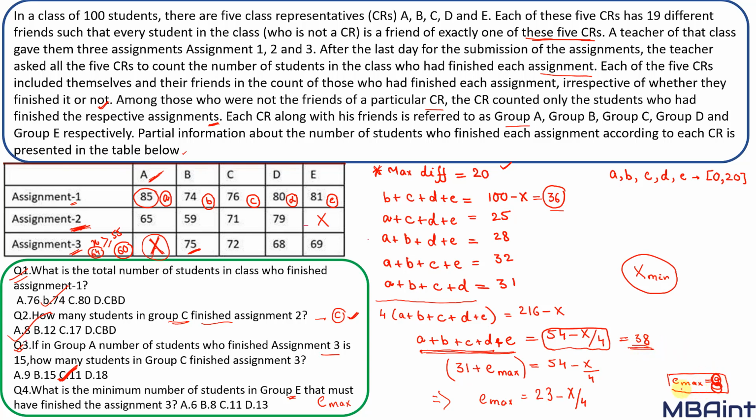In this case, what value of E will we get? E max: we are taking x equals 64, so that is 16. 23 minus 16, E max equals 7. When E max equals 7, the minimum number of students in group E that must have finished the assignment would be 20 minus 7, that is 13. So this would be the answer.